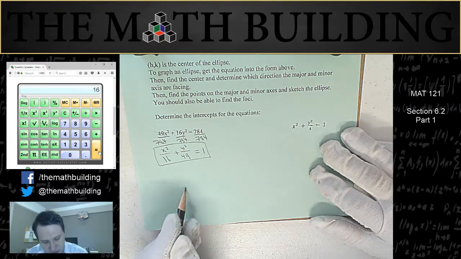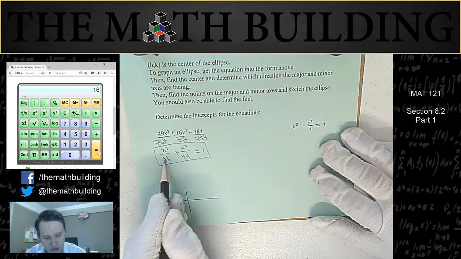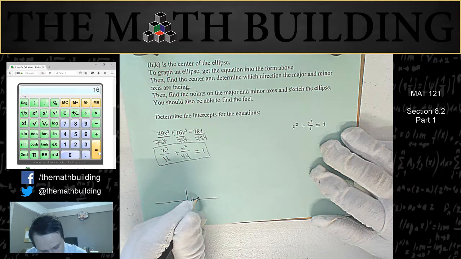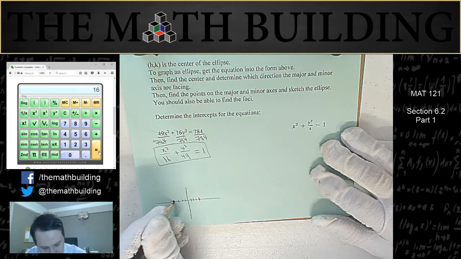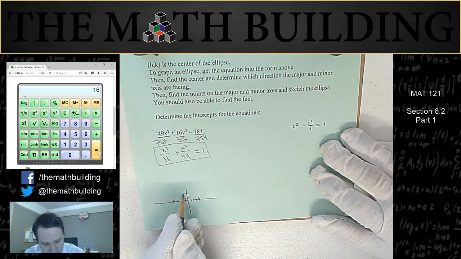So let's actually graph this thing really fast. You take the square roots of these two numbers. The square root of 16 is 4. So it's going to be over 4 to the left and right, because x is left and right from the origin. For y, it's going to be up 7, down 7.